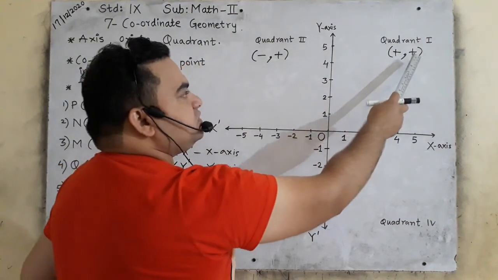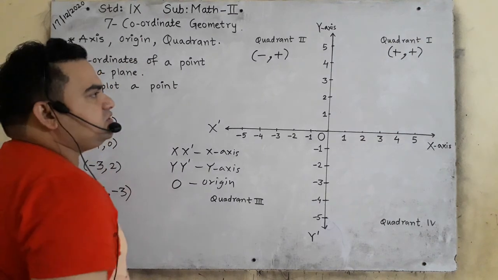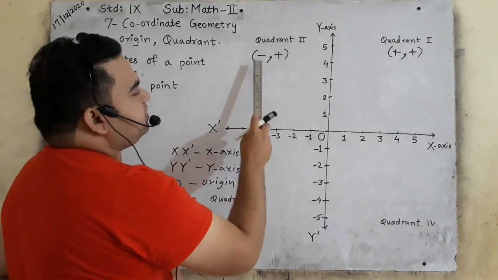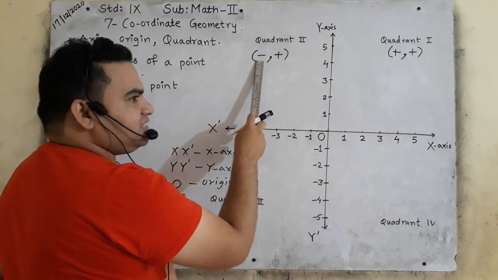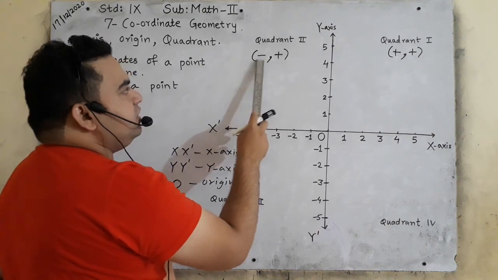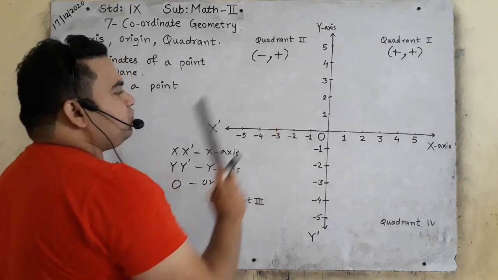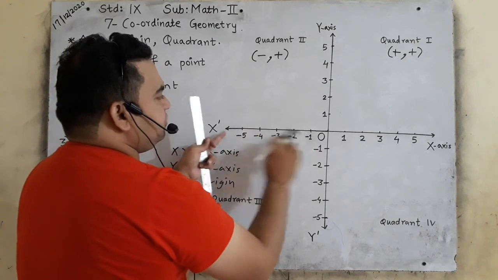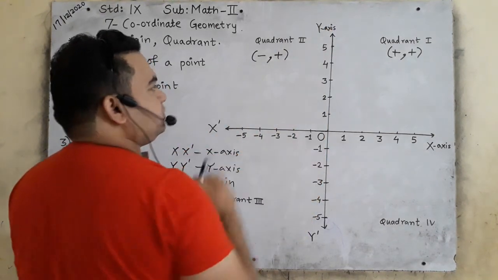X coordinate will be positive and y coordinate will be positive. Now in quadrant second, the first coordinate, that is x coordinate, will be negative and y coordinate will be positive. Why? Because x here is negative and y here is positive.